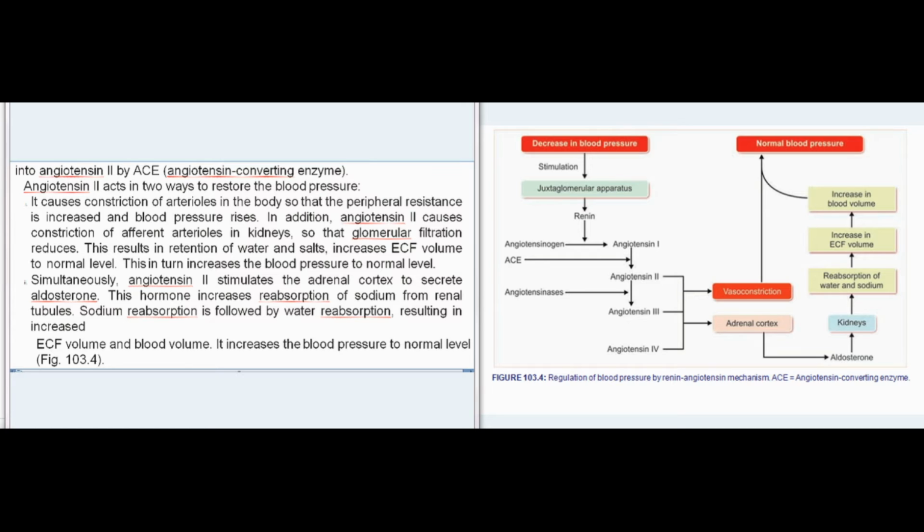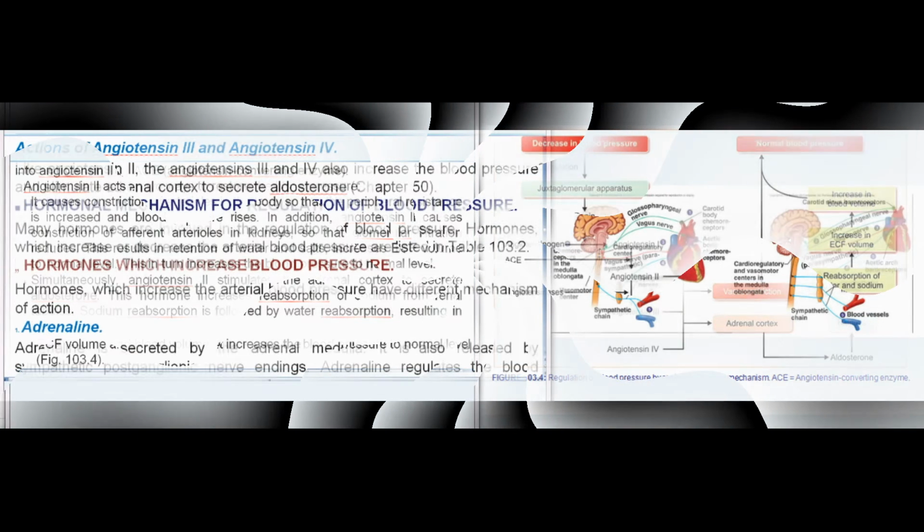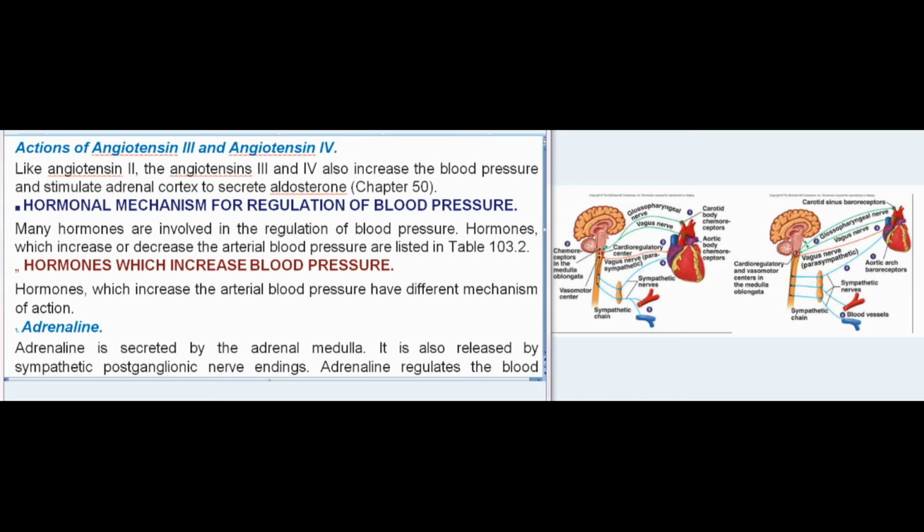Simultaneously, angiotensin II stimulates the adrenal cortex to secrete aldosterone. This hormone increases reabsorption of sodium from renal tubules. Sodium reabsorption is followed by water reabsorption, resulting in increased ECF volume and blood volume. It increases the blood pressure to normal level, Fig 103.4. Actions of angiotensin III and angiotensin IV. Like angiotensin II, the angiotensins III and IV also increase the blood pressure and stimulate adrenal cortex to secrete aldosterone.